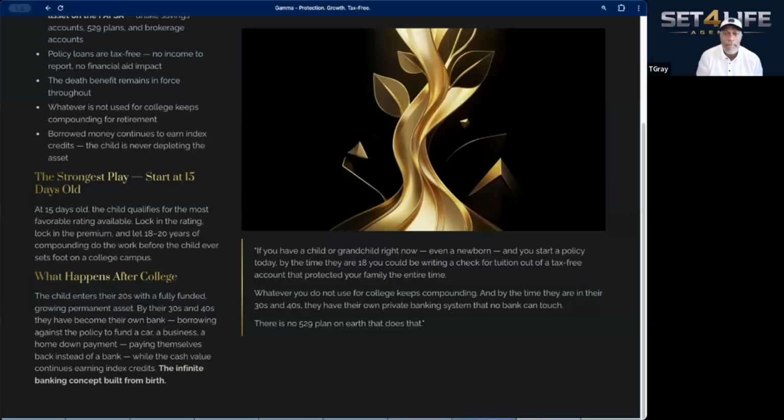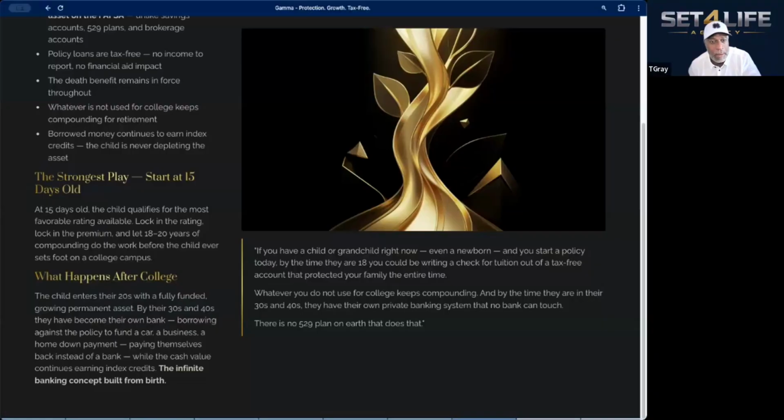When it comes to buying a house, when it comes to planning a wedding, when it comes to starting a business, this child doesn't have to go to a bank and get on their knees. Instead, they can borrow it from themselves against their policy. And then based on how that performs and how much they take, guess what happens in their 60s? Now there's a retirement asset. And the entire time there's a death benefit.